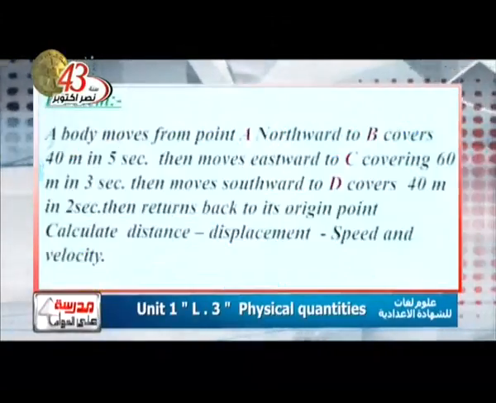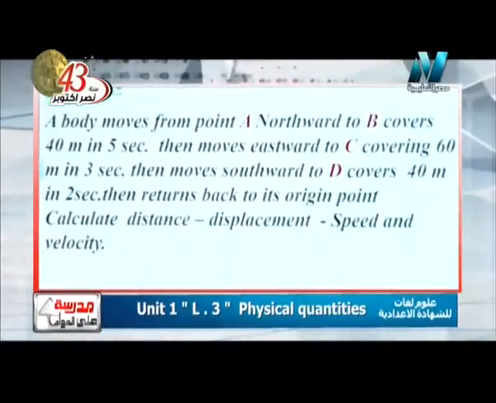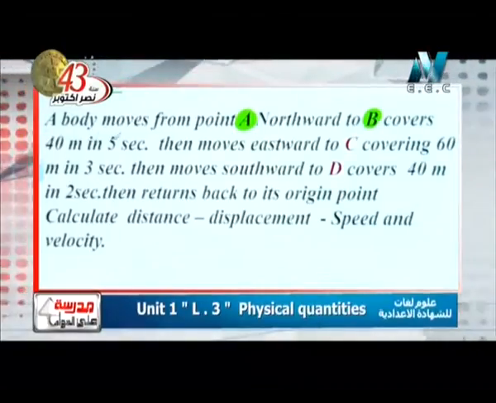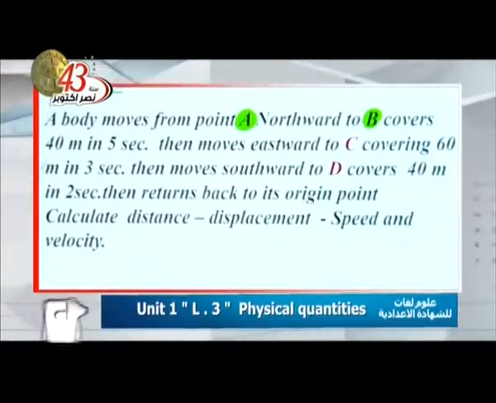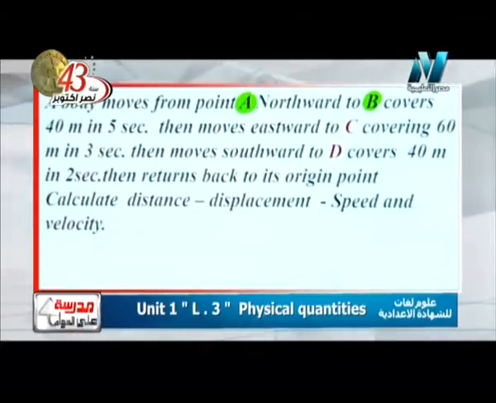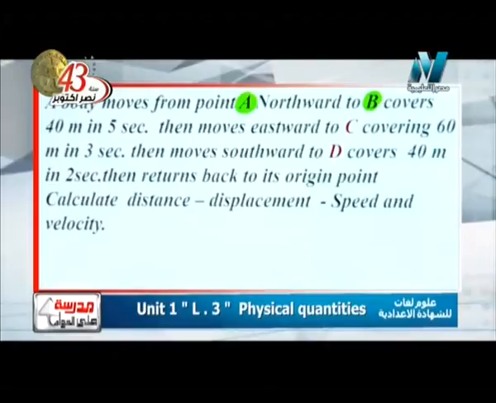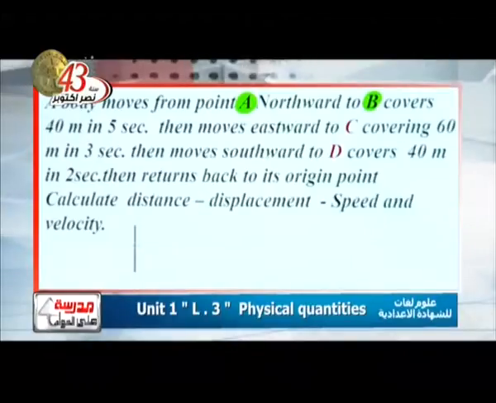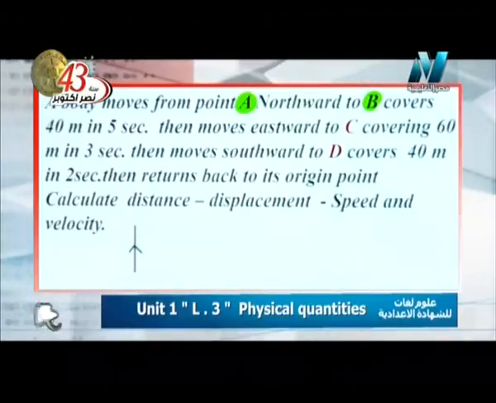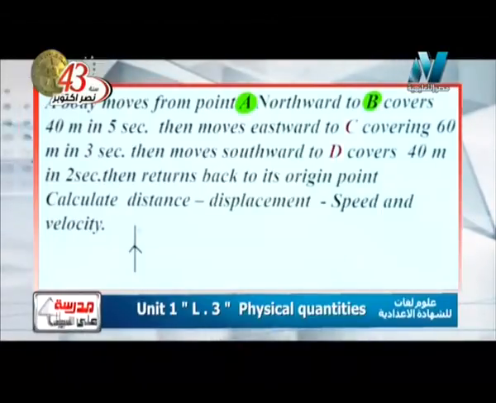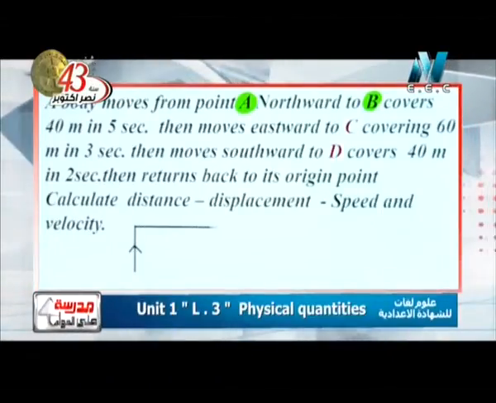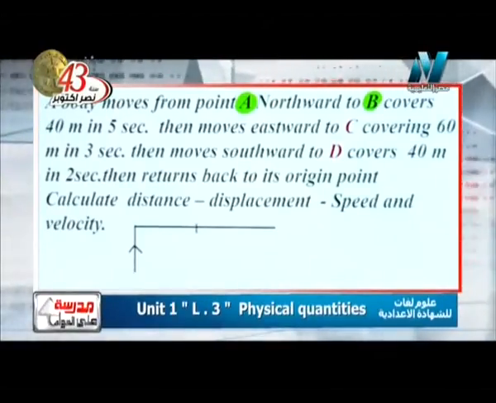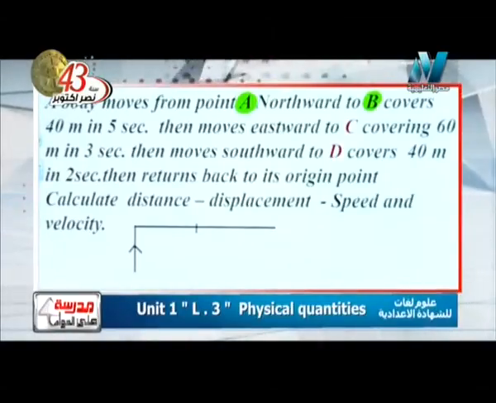We have another example here. As we see, a body moves from point A northward to B, covering 40 meters in 5 seconds. So I should start with my pencil to draw a draft to recognize the direction. Here we have from A to B, northward, 40 meters in 5 seconds. Then from C, covering 60 meters in 3 seconds. So we should write these numbers together.